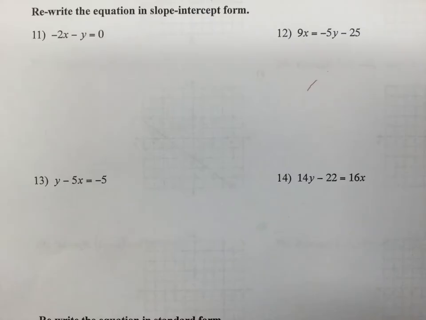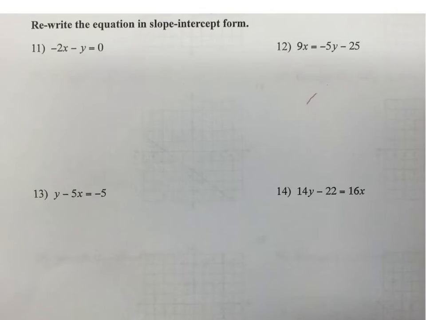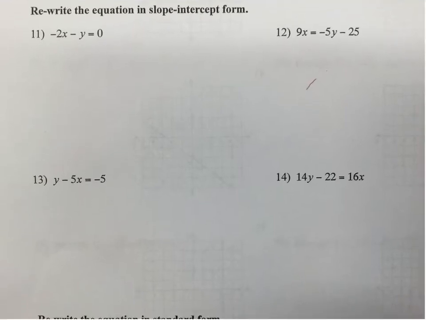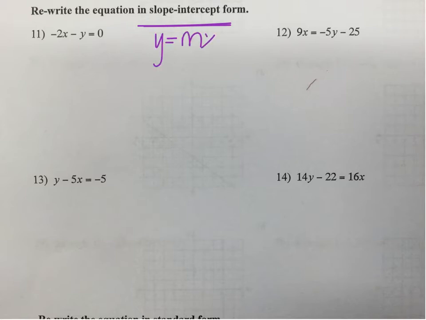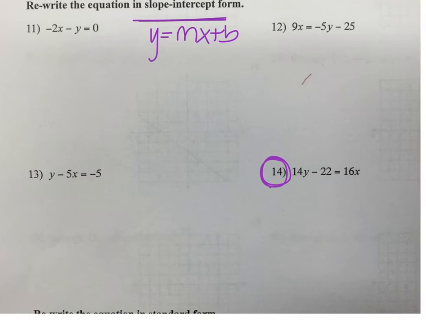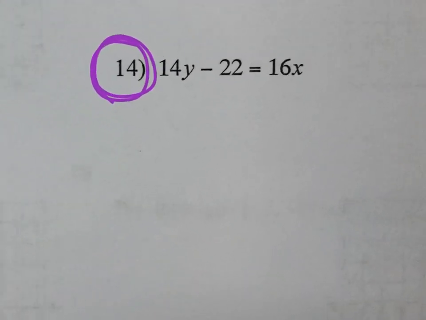Okay, so this next set says that we want equations in slope-intercept form, but this time they're asking us to rewrite them. So notice they've already given us an equation, and they just want us to flip it around so that it's in the correct order. Remember, slope-intercept form again is y equals mx plus b. I'm going to do question 14 with you just because it's got maybe a little trick to it, so I want to make sure that you don't get stumped there. So question 14.